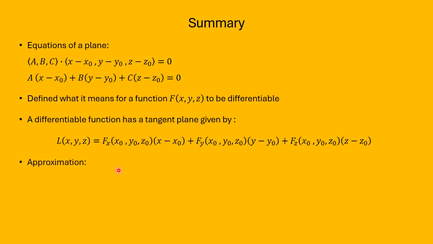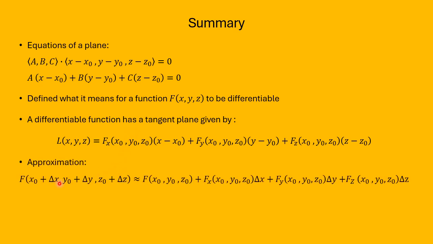So for an approximation for F, we would have that F of x0 plus delta x, y0 plus delta y, z0 plus delta z is equal to F at x0, y0, z0 plus the partial of F with respect to x at that point times delta x plus the partial derivative of F with respect to y at that point x0, y0, z0 times delta y plus the partial derivative of F with respect to z at x0, y0, z0 times delta z.